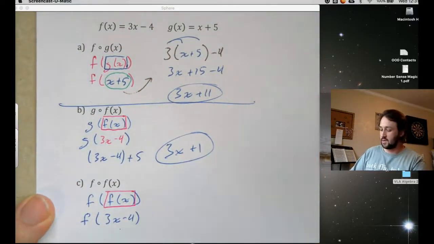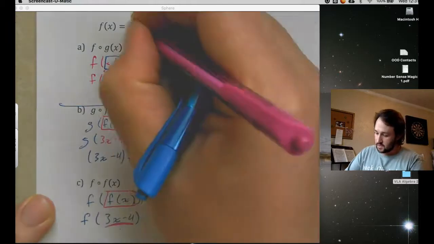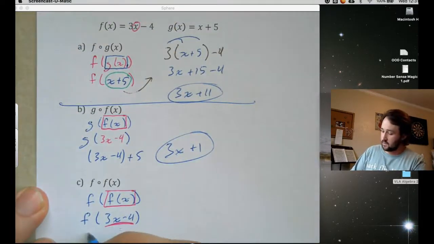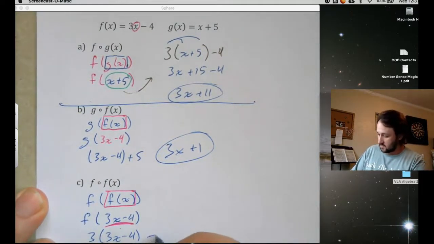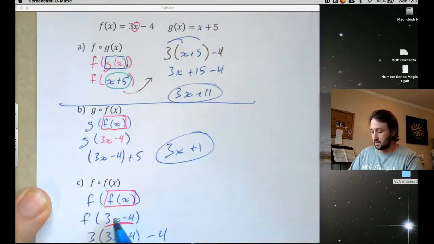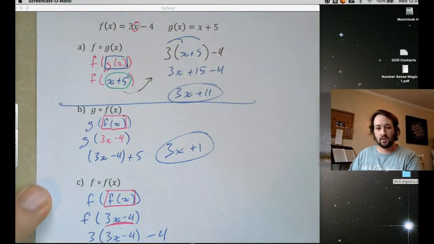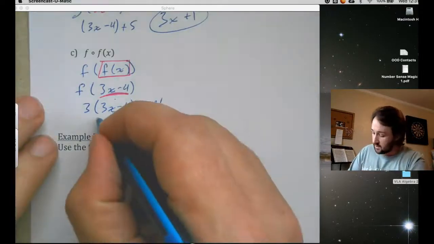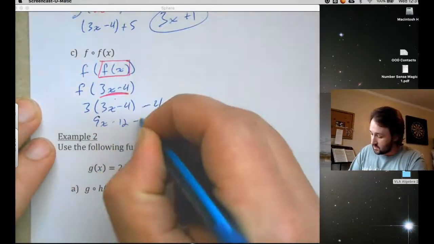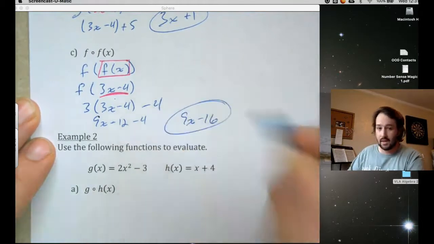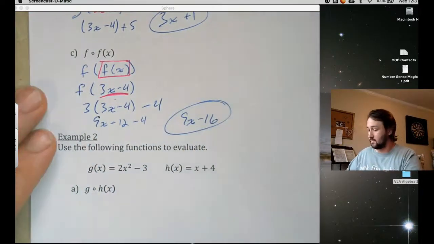And then I'm going to take this 3x minus 4 and substitute it in where I see x in my f function. So I have 3 times my new x, which is 3x minus 4, minus 4. Right? So 3x minus 4, but it's the new x in spot for the old x. All right? And then it's just a matter of simplifying that. So I would have 9x minus 12 minus 4. So this would come out to 9x minus 16. That would be it. All right, moving on.